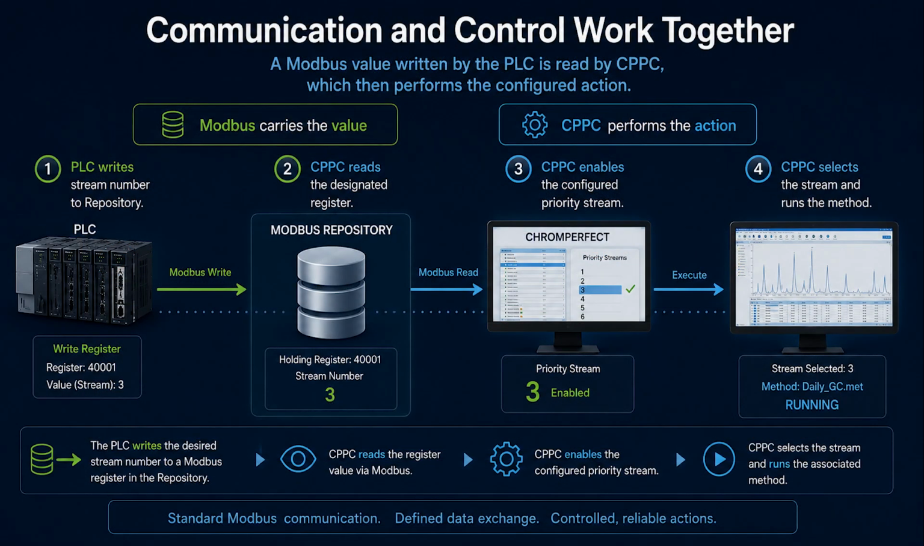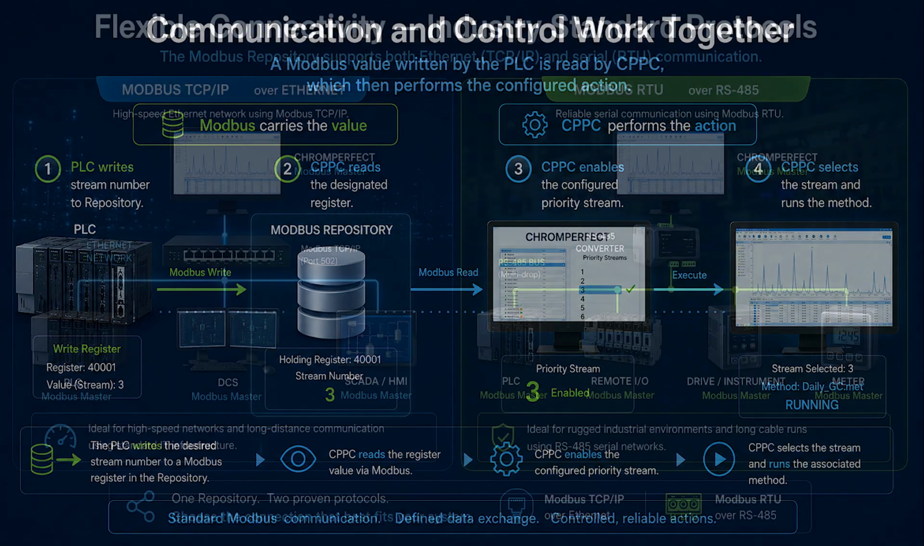Where a value written through Modbus is intended to trigger an action, another Chromperfect module must be configured to interpret that value. For example, CPPC can monitor a designated holding register and use a written stream number to enable a configured priority stream. In that situation, Modbus carries the value while CPPC performs the action.